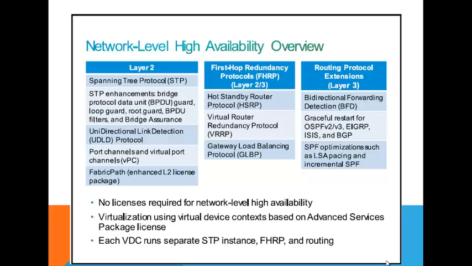Likewise, loop guard prevents loops, and root guard prevents some switch from becoming a root. It prevents any switch becoming a root switch. It allows only the switch that we want to be a root switch to be the root switch. Likewise, BPDU filter, bridge assurance, all these things are high availability concepts. UDLD is also a hardware level high availability concept. What is that? Even if STP fails to prevent a loop, UDLD will kickstart and stop the loop.